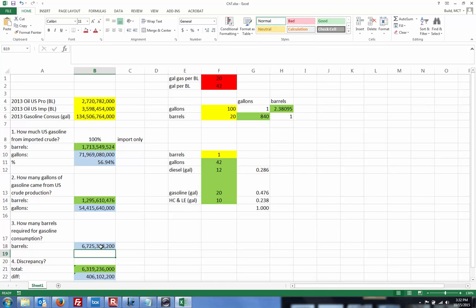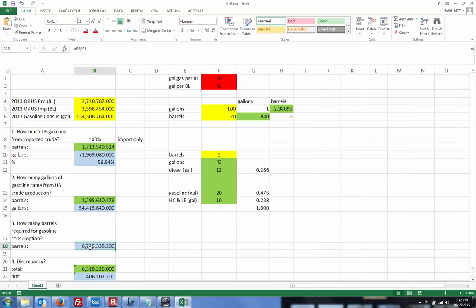Okay, now what we're looking for next is the discrepancy. So right here, this number is the total production and imports at 6.3 billion, but we actually required more. So there is a difference. And so where did it come from? I mean, do you know? I mean, I don't.